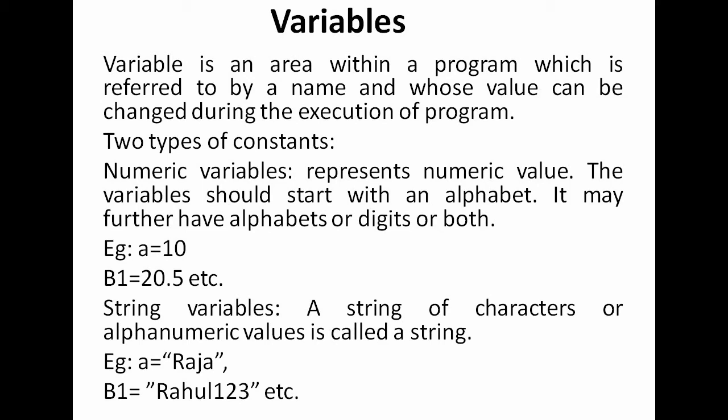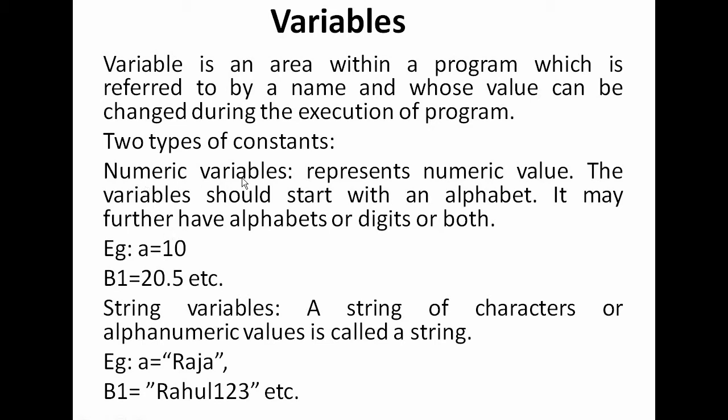So it is basically of two types. Two types of variables. Here it is written two types of constants. It should be variables. I made a typing mistake here. Here it should be two types of variables, instead of constants. Two types of variables. One is your numeric variables and the other is your string variables.